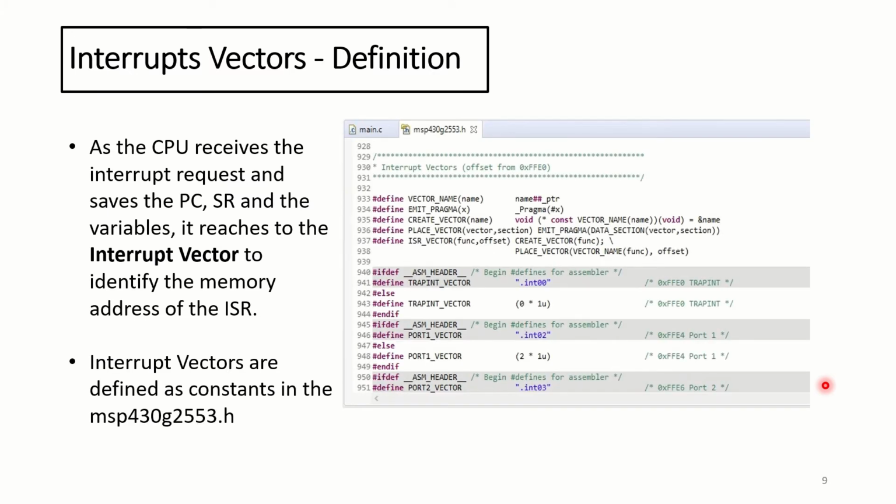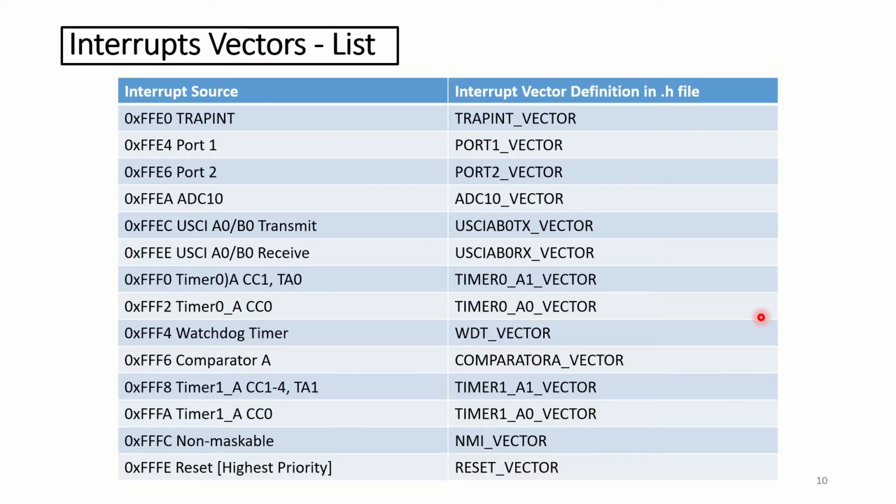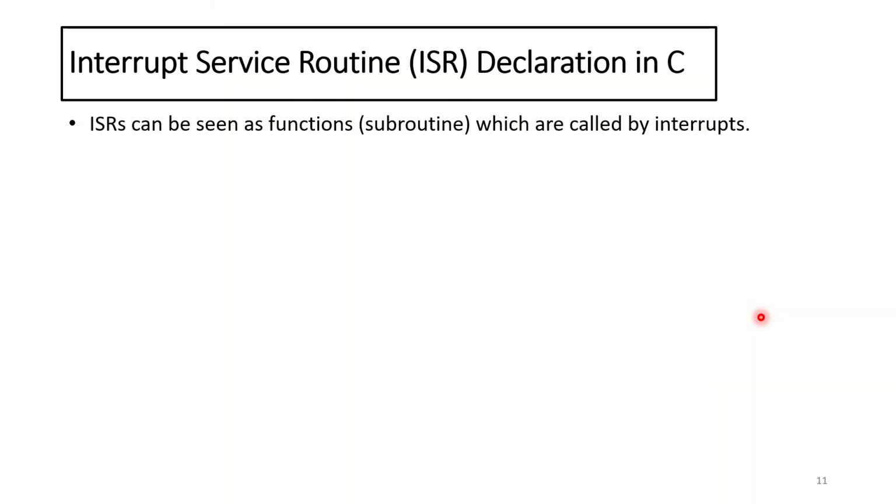Here, the screenshot is taken from the MSP430 G2553 header file, and you can see that the interrupt vectors are defined here as constants. For example, the one that we will use in our examples in this section, port 1 vector, can be seen here. Here in this table, the whole list of the interrupt vectors can be seen. These are also taken from the header file.